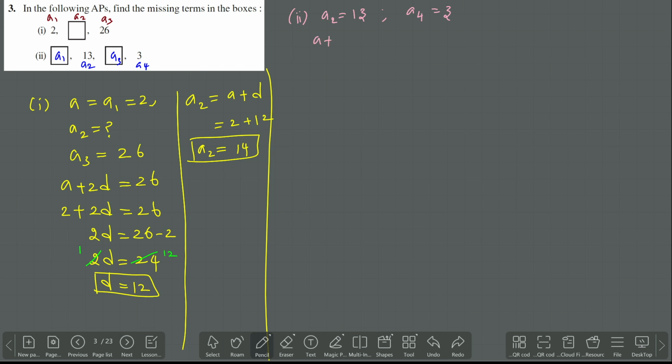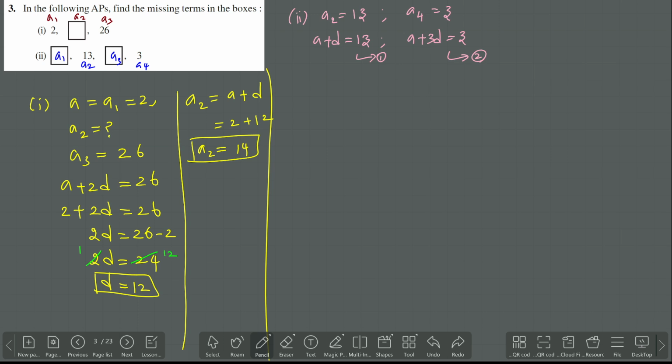A2 in the sense A plus D equal to 13. Right. A4 in the sense A plus 3D equal to 3. This is 1, 2. Is it okay? Do you have any idea to solve this? Elimination method we have to go.